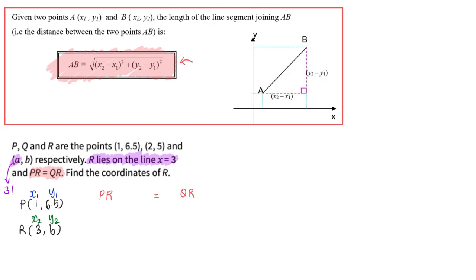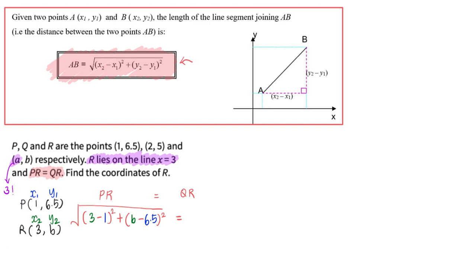Yeah, so this is what we are going to do next. I'm going to then have this. So x2 minus x1, meaning (3 minus 1) squared, plus (b minus 6.5) squared. This one will be equal to my QR.